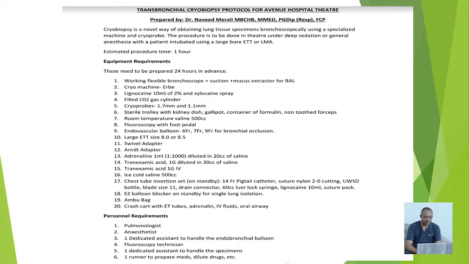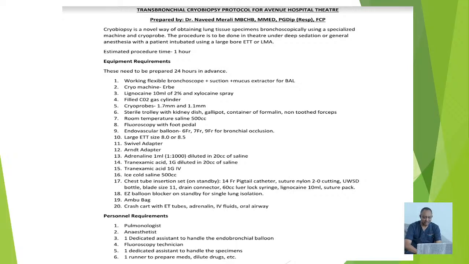The issue of sterile trolley with kidney dishes. We ask for normal temperature saline as well as cold saline, about half a liter each. We ask and plan for fluoroscopy. We must have an endovascular balloon for bronchial occlusion, especially if a patient is bleeding. We generally use a size 8 or 8.5 endotracheal tube. We use a swivel catheter adapter, and this allows us to continue ventilating the patient even as we are doing our procedure. We ask for a chest tube insertion set to be on standby.